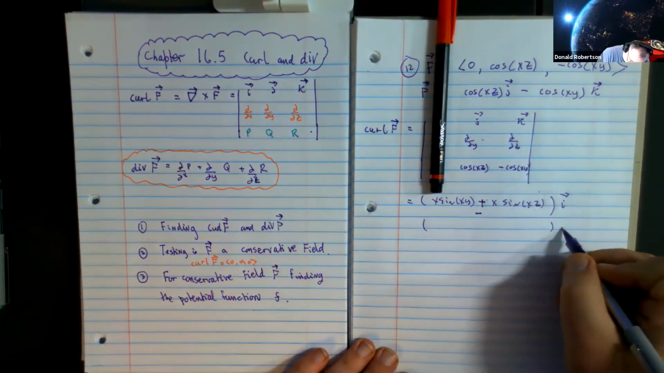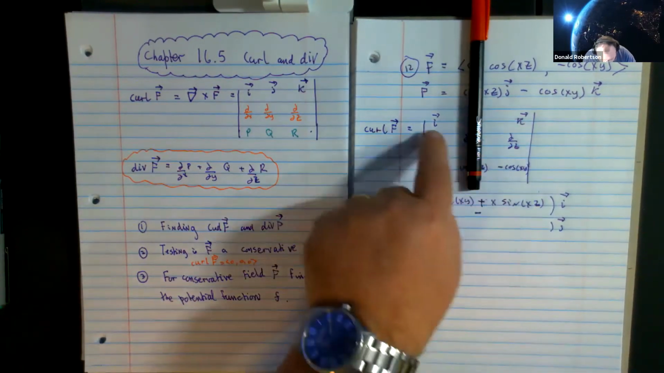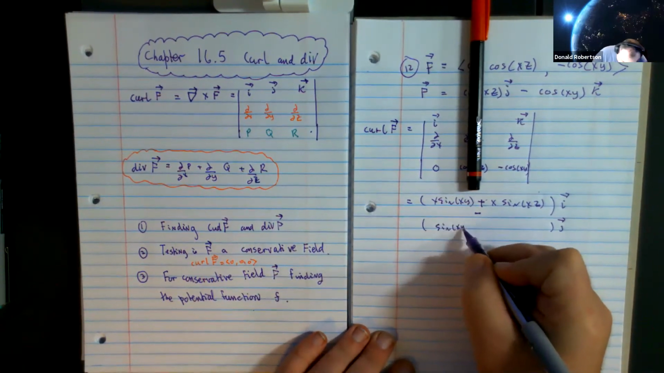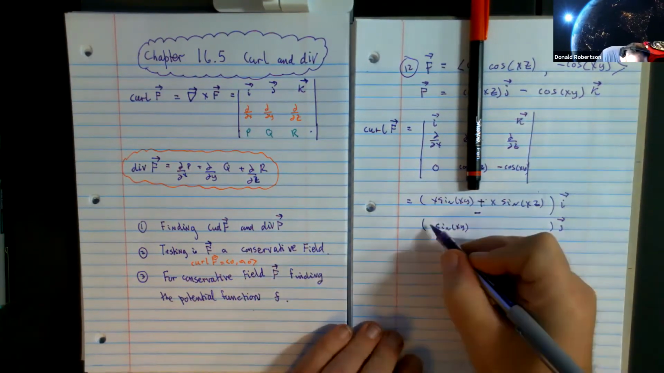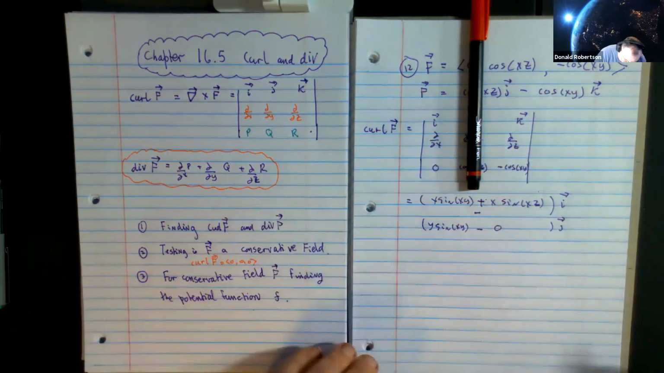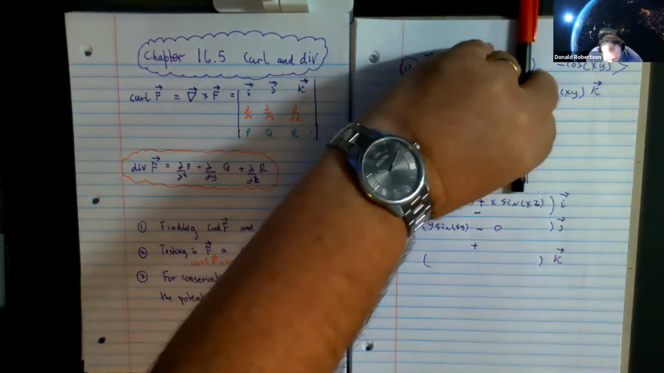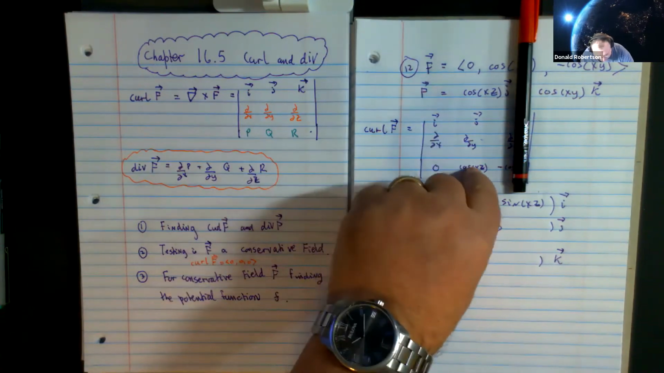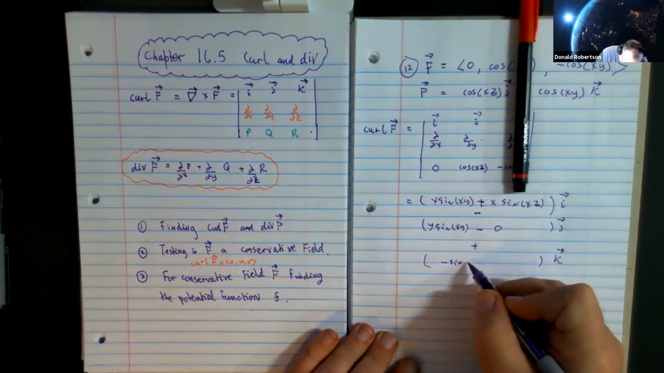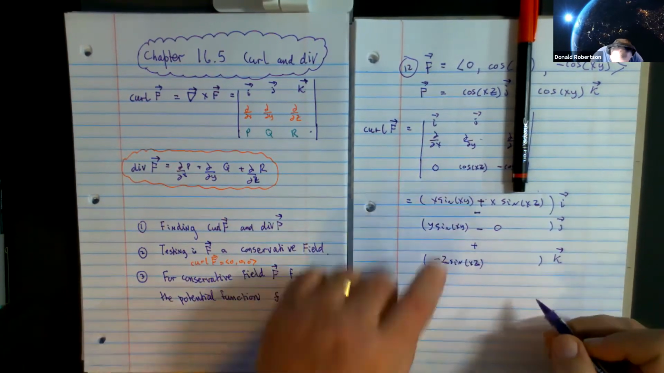Minus the second guy. If you do this fella with respect to x, you end up with a positive sine of xy times a y. And going this way, you get nothing. Last one is this guy. If you do this guy as a partial derivative with respect to x, you get a negative sine of xz times a z, and going this way, you get 0.